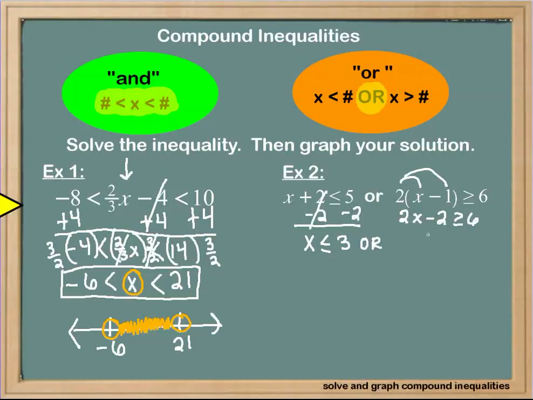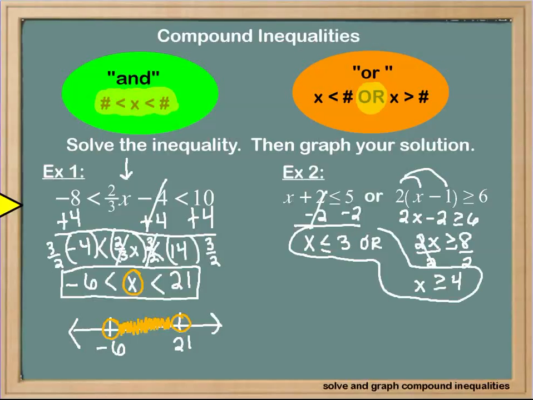Add the 2 to both sides. So 2x is greater than or equal to 8. Divide both sides by 2. And I get x is greater than or equal to 4. So my answer here is x is less than or equal to 3, or x is greater than or equal to 4. Just like with the and, I've got two separate tick marks.